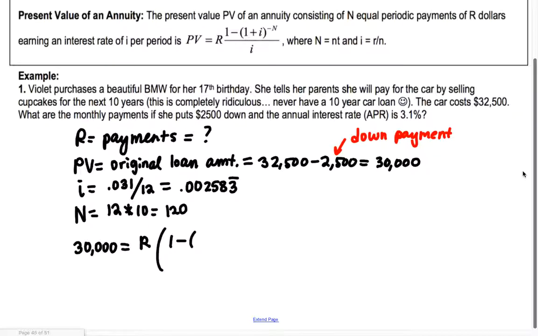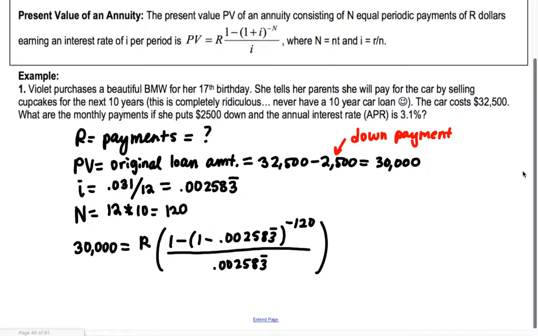We have 1 minus I, so 0.00258, and then 3 repeating. Now it's to the negative n, so negative 120, divided by I, which is 0.00258, 3 repeating. I would probably store that number because I've rounded it, right? I have that 3 repeating thing. So I'm going to hit store as alpha A. Especially with these loan problems, because sometimes it does make a big difference if you round those numbers.